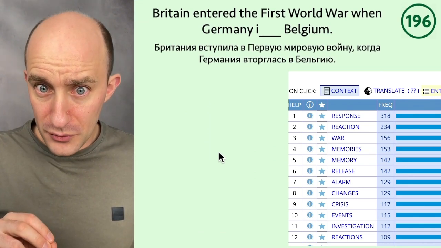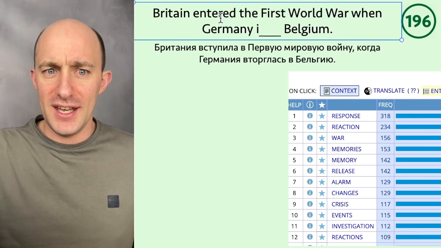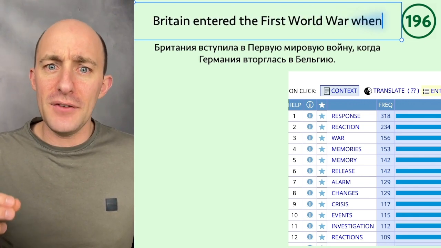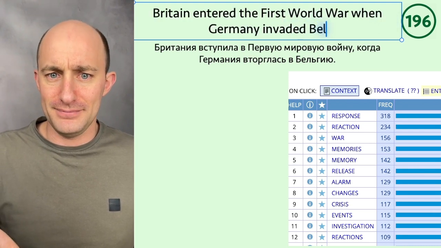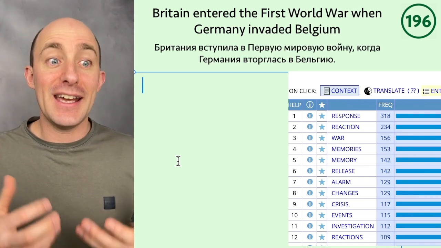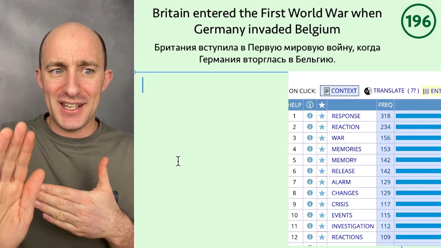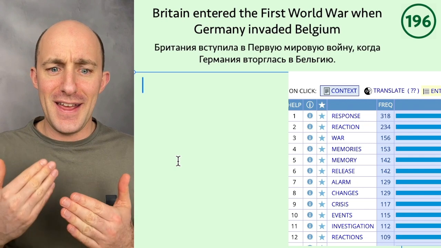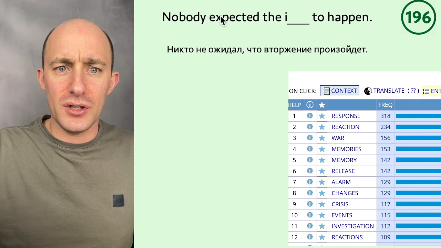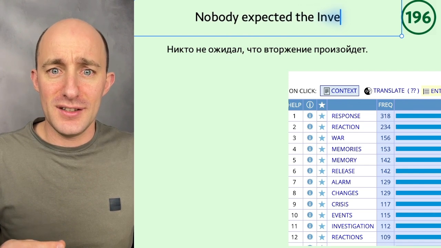So we're talking about invasion here. Britain entered the First World War when Germany invaded Belgium. So, to invade. An invasion is usually about crossing a border or crossing a boundary. An invasion. Nobody expected the invasion to happen.